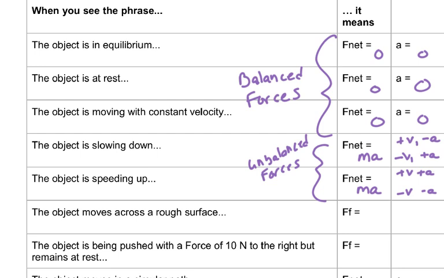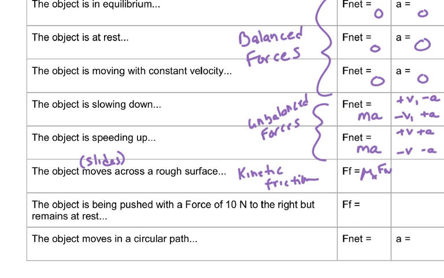If we're moving across a rough surface, sliding, I guess would be a better word there, we are talking about kinetic friction. And kinetic friction will always be equal to the kinetic friction coefficient times the normal force. Okay? If it's constant velocity, then whatever force is pulling it, the friction has to be equal to that.